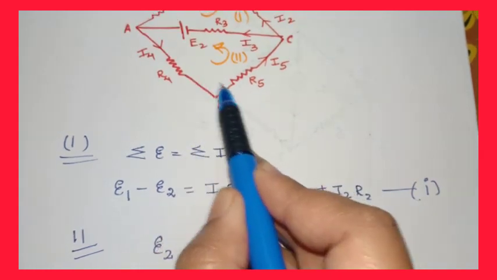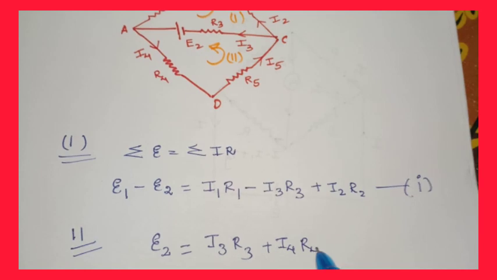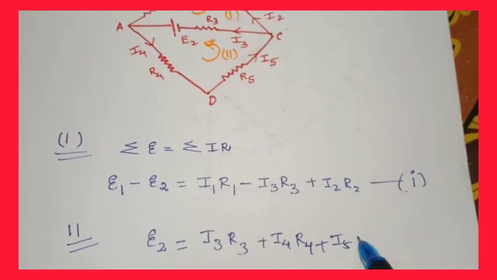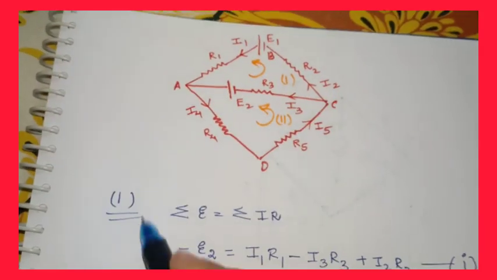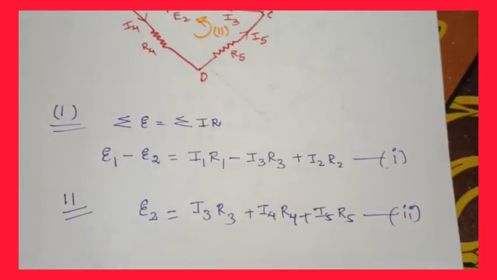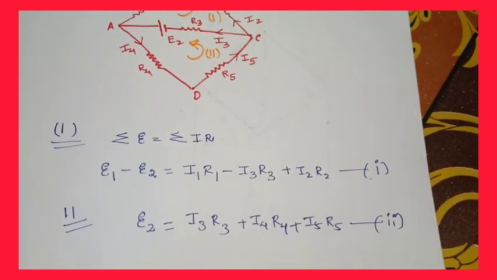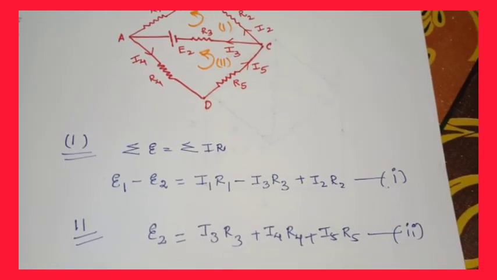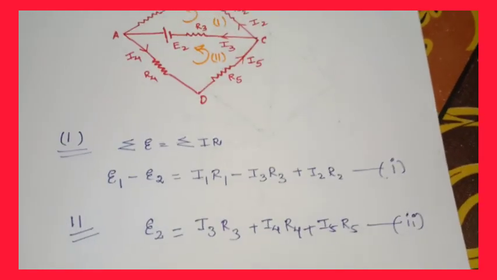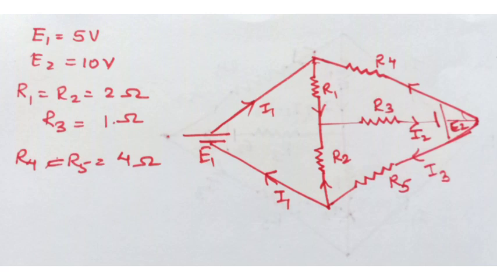Similarly, the current direction in the loop is the same, so I4 R4 is positive. Similarly, I5 R5 is positive. So this is my equation number 2. By solving these two equations, equation 1 and equation 2, I can find out the currents flowing through each and every branch of the loops. So this is how we apply KVL in electrical circuits. Students, this is a question that you need to solve and find out I1, I2 and I3 flowing in the circuit.